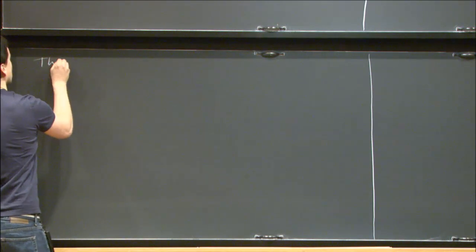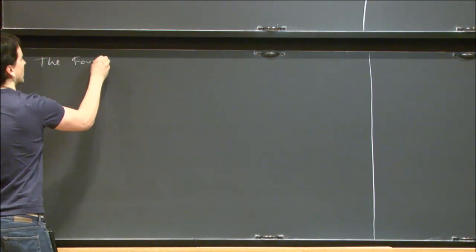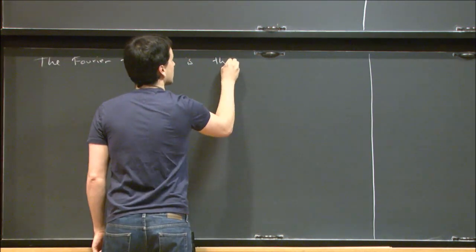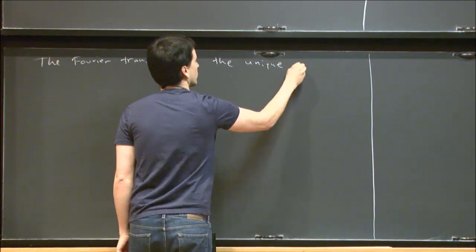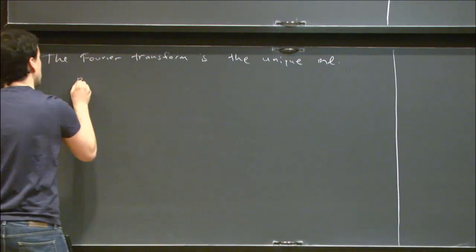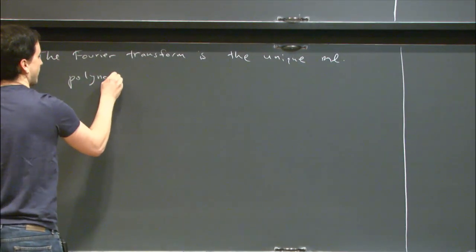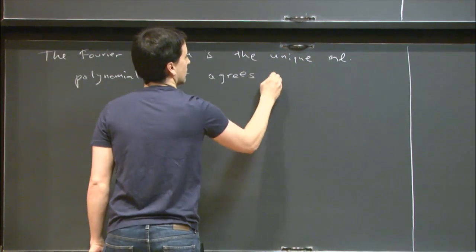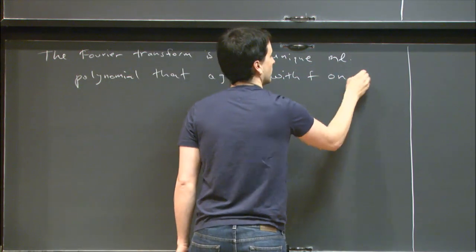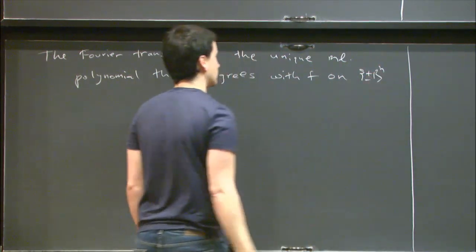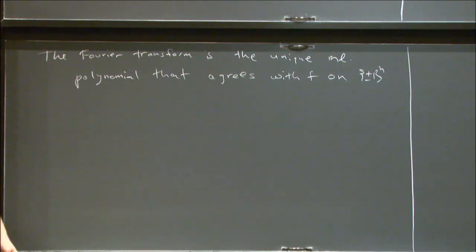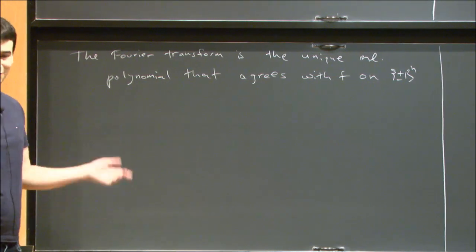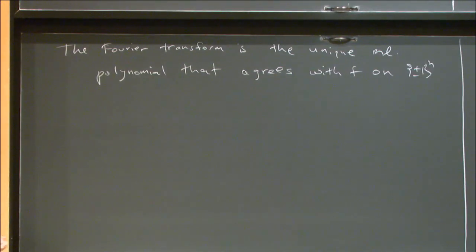The Fourier transform is a unique multilinear polynomial that agrees with the function f on plus minus 1 to the n. The coefficient of what is normally called the Fourier transform. How do you call the polynomial? I don't know. The multilinear extension of the Boolean function. Okay.